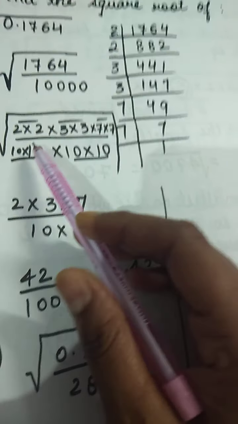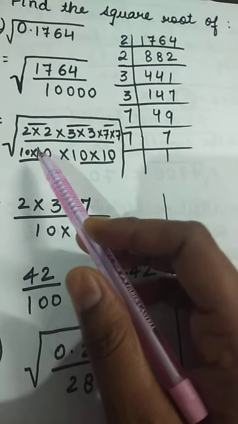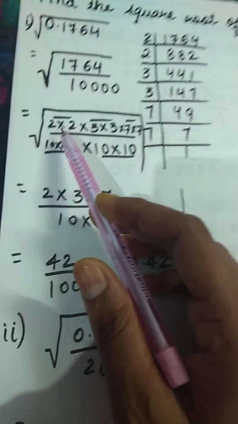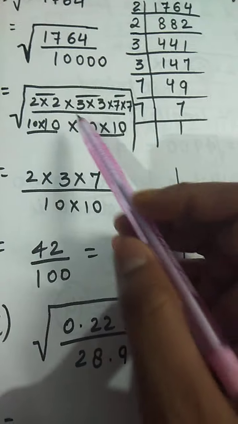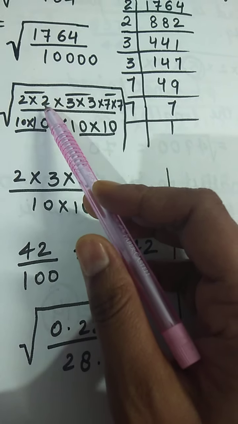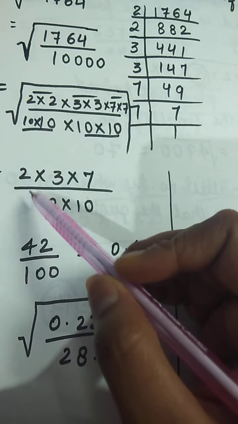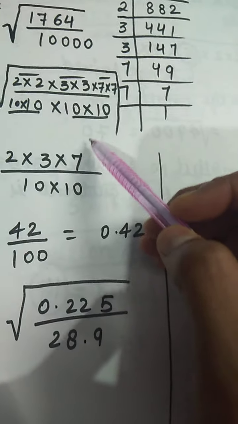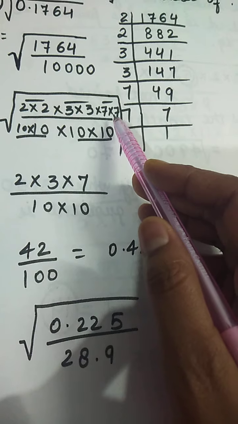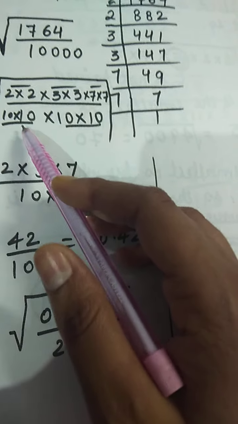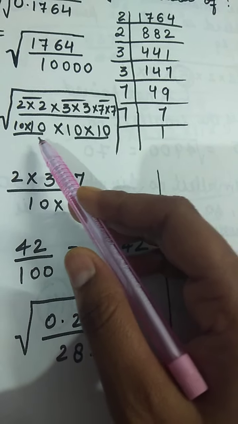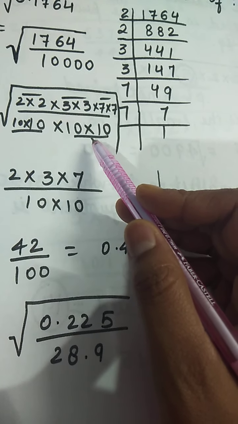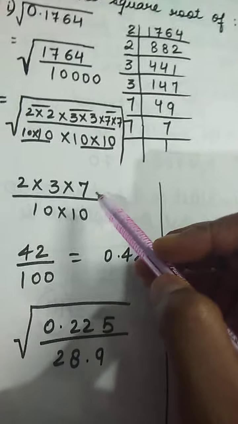Now we got the pairs of numbers here. Now we will take one number from each pair. We got a pair of 2 here, so we'll take one 2 from here. We got a pair of 3 here, we will take one 3 from here, and from the pair of 7 we will take one 7. Again, from a pair of 10 we will take out one 10, and from this other pair of 10 we will take out one 10 again.